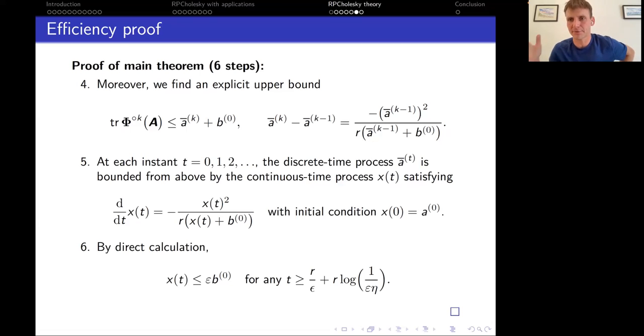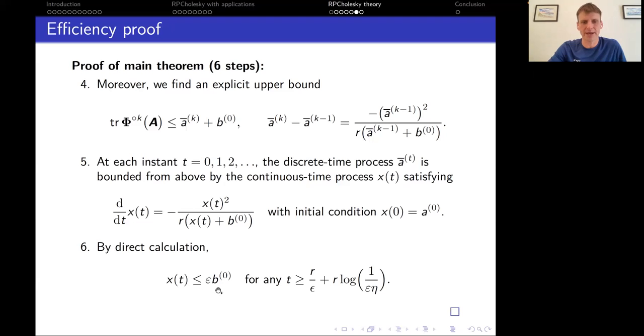I do know how to solve differential equations, like univariate ODEs. And so we noticed that at each instant, t equals 0, 1, 2, et cetera, the discrete time process A bar t is going to be bounded from above by a continuous time process, which is literally take this difference equation and make it a differential equation, make it an ODE. The reason the comparison holds is because you look at this right-hand side and you say it's decreasing faster if A bar k minus 1 takes a higher value. There's sort of a monotonic right-hand side. And then we use separation of variables to solve the ODE by direct calculation.